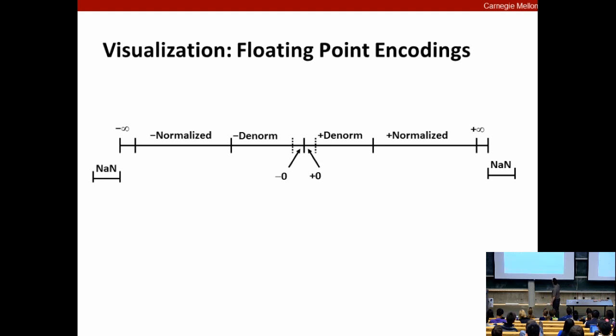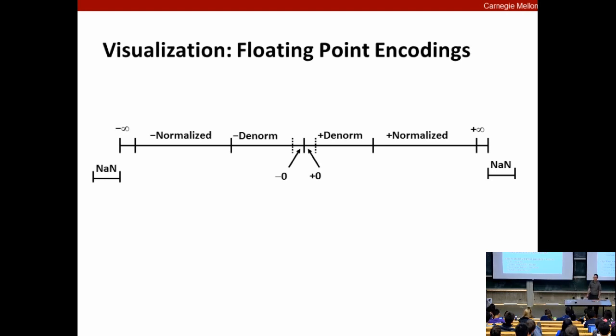Okay? There's what we call normalized and denormalized numbers. The denormalized numbers are very close to 0. The normalized numbers are farther away. The denormalized numbers give us things that are very close to each other. The normalized numbers give us things that are farther away. Okay? So let's take a look at normalized values.